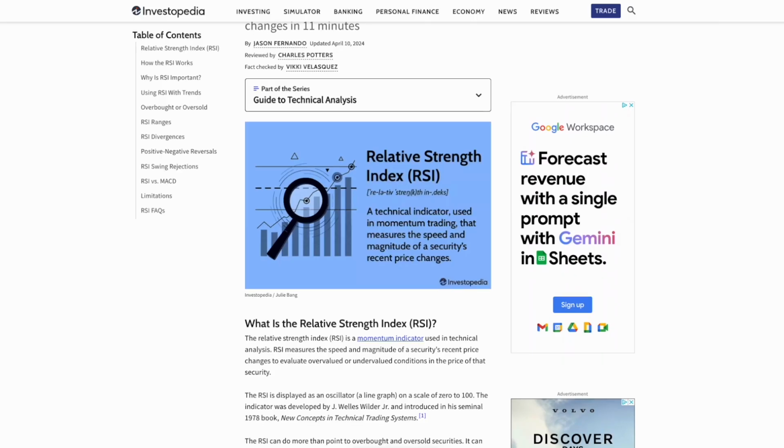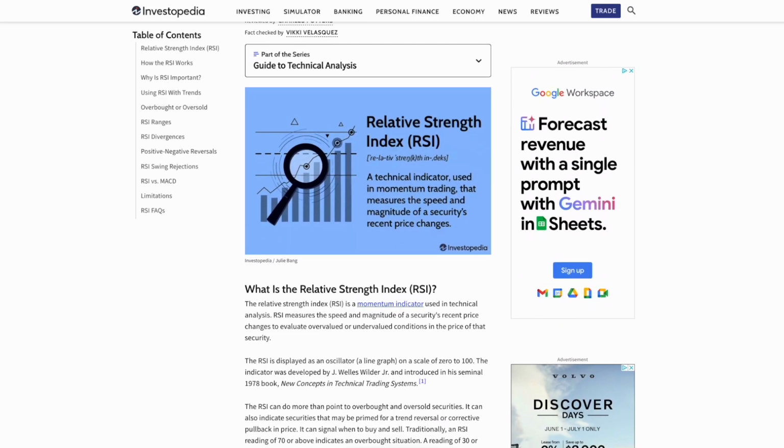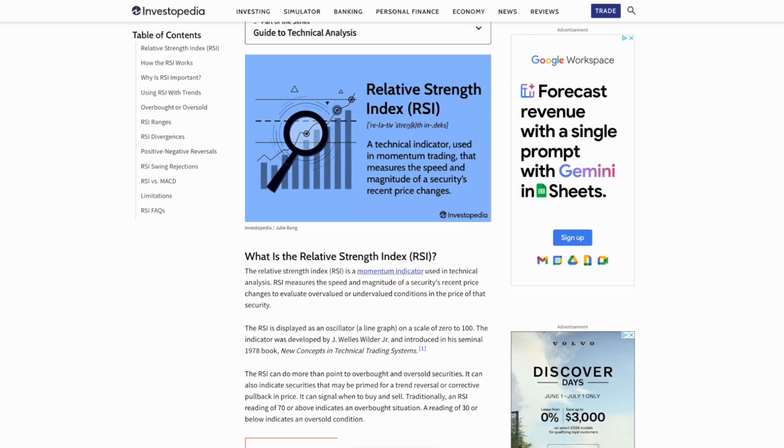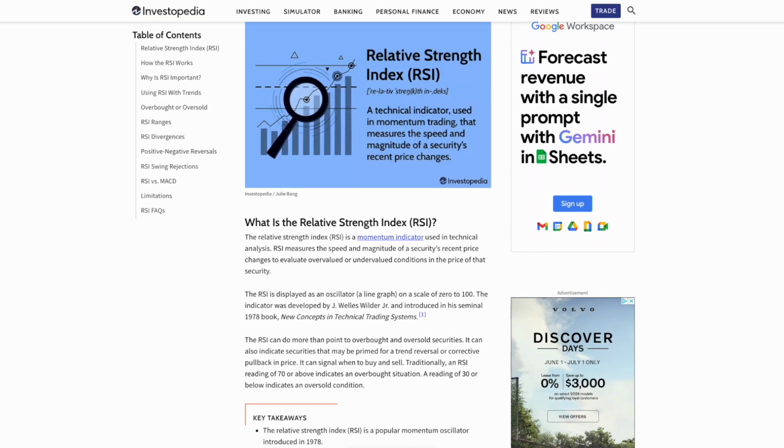So first of all, what is the RSI? RSI is the Relative Strength Index. Basically, it is a momentum indicator that measures the changes in price and plots it as an oscillator. Now, any oscillator can be used effectively in a mean reversion strategy. Now, what is mean reversion?